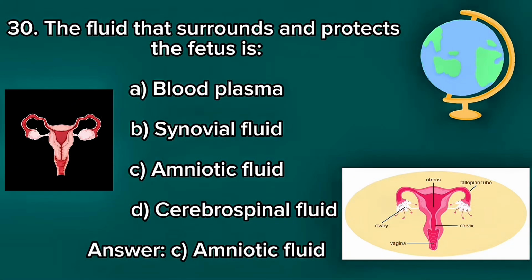The fluid that surrounds and protects the fetus is A. Blood plasma, B. Synovial fluid, C. Amniotic fluid, D. Cerebrospinal fluid. Answer, C. Amniotic fluid.